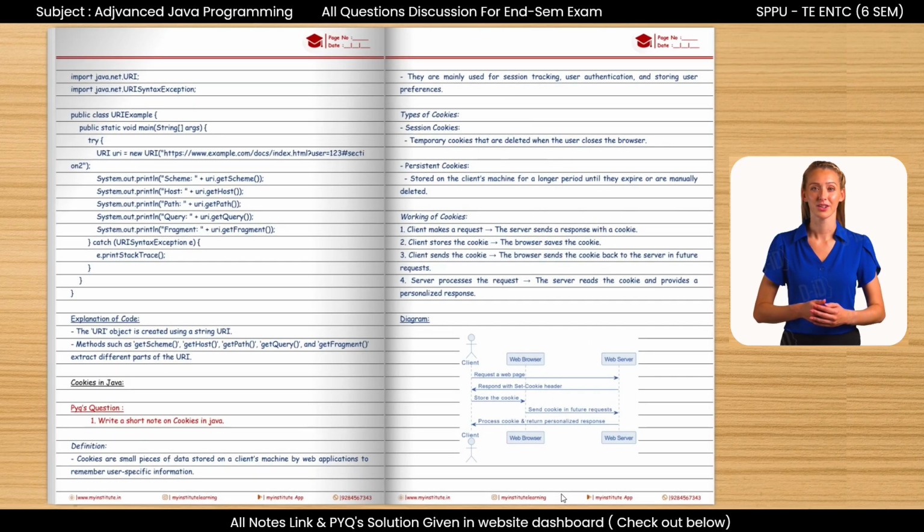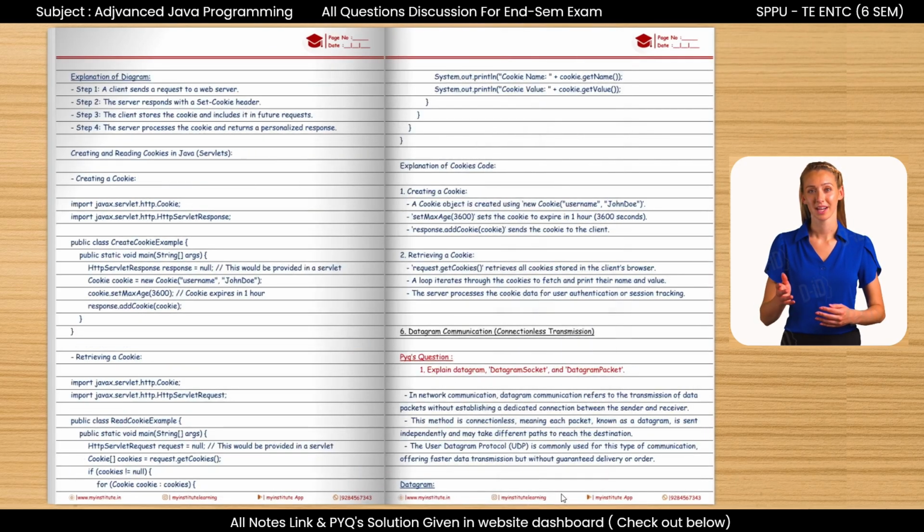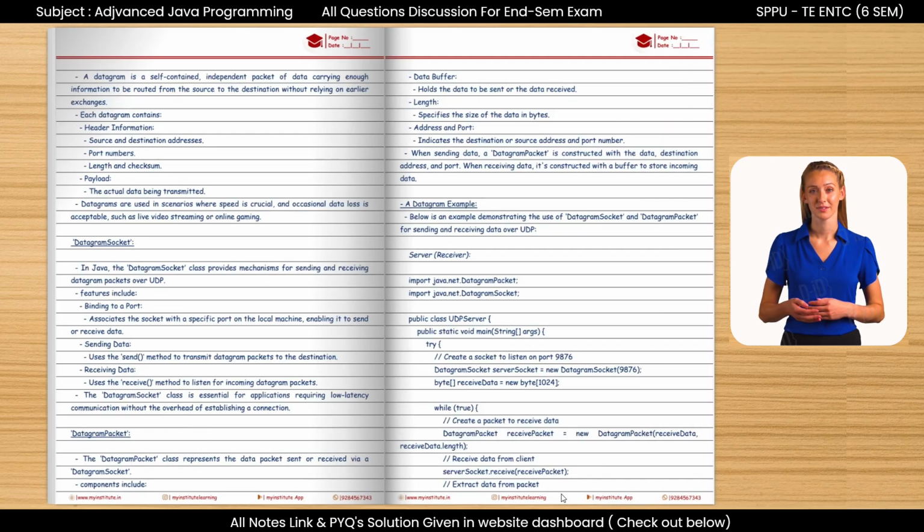Now let's move on to our next topic, which is datagrams and their components. From this topic, we can expect the question like, explain datagram, datagram socket, and datagram packet. A datagram is a self-contained packet of information that is sent over a network without requiring a direct connection. Datagram socket is used to send and receive datagrams, while datagram packet represents the data packet being transferred.